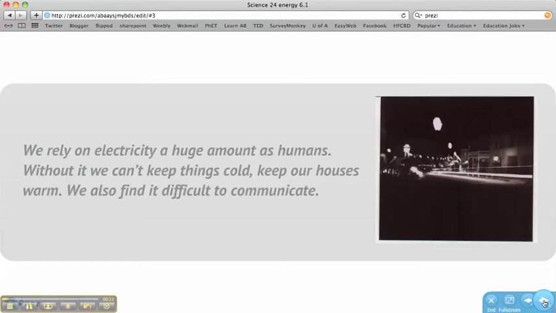And because we can't keep our houses warm without electricity, sometimes when there are large power outages, pipes burst, that sort of thing. We also find it difficult to communicate. With the huge reliance on cell phones and stuff like that, you can't charge them without electricity.